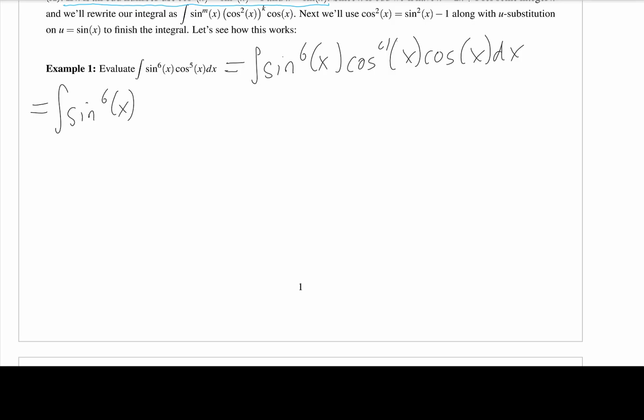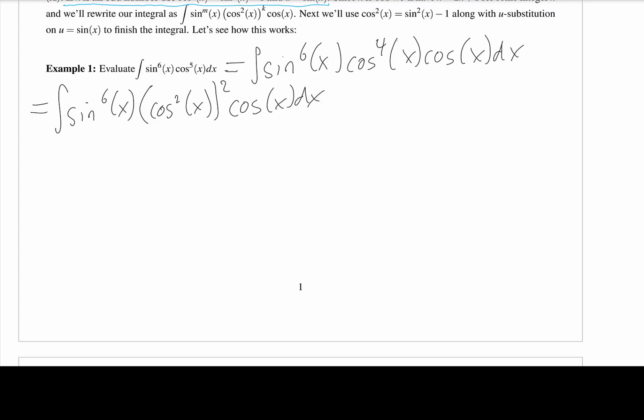Now, cosine to the fourth of x, that'd be the same thing as saying cosine squared of x, squared, right? Because we just multiply these exponents right here, and 2 times 2 will give us 4, which was the exponent we had up here. And then we'll have this cosine x dx right here.